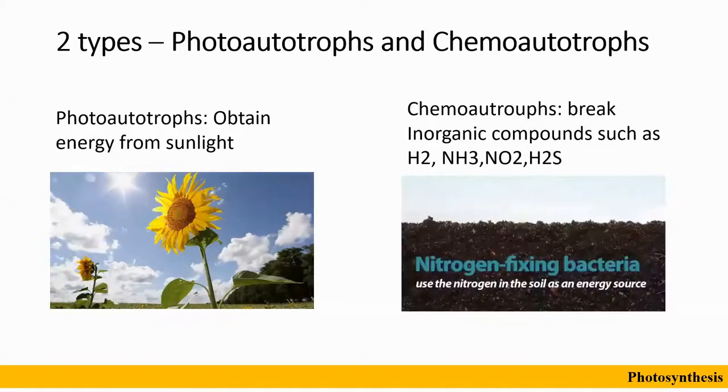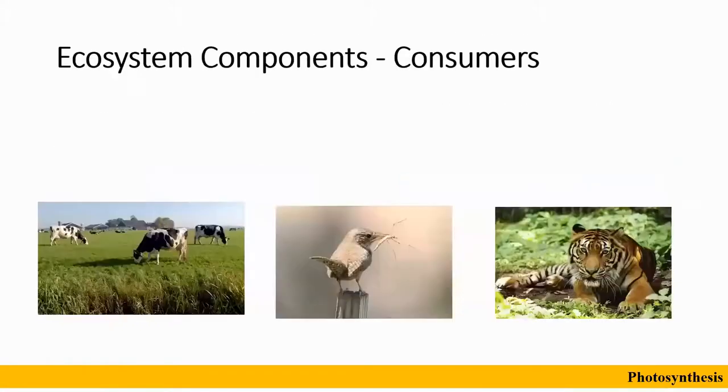The other type of autotrophs that you would come across is the chemoautotrophs. So these autotrophs are found in ecosystems that do not have enough sunlight. And instead of using sunlight, they break apart inorganic chemical compounds such as hydrogen sulfide and ammonium, and they use the energy released to make organic molecules. And examples include bacteria and certain other microorganisms. So in this picture, you can see the nitrogen-fixing bacteria referred to as a chemoautotroph, and they use the nitrogen in the soil as an energy source.